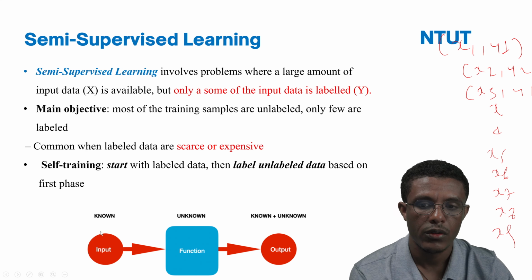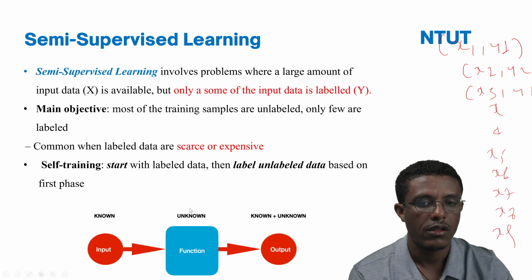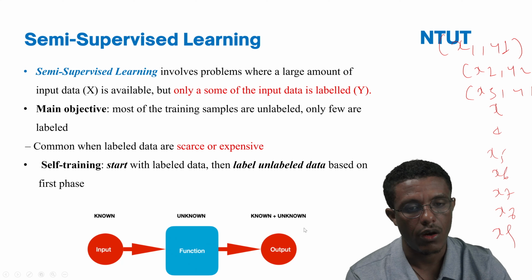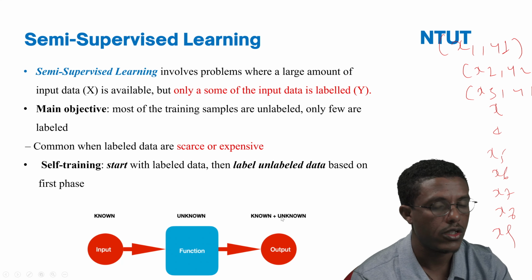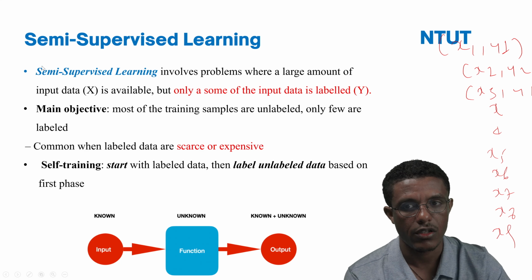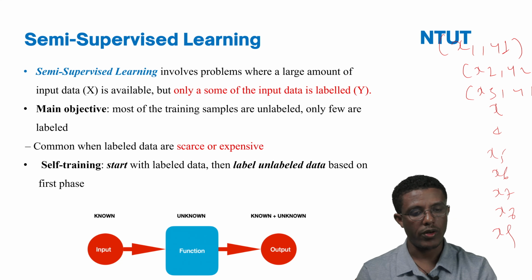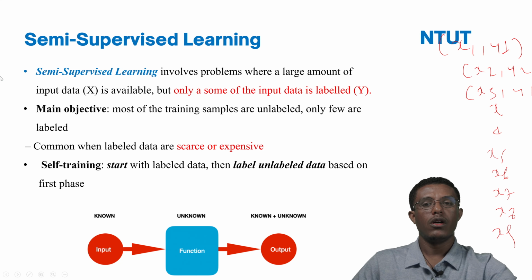That is the way. So in this case, for example, the input is known, but the output is partly known and partly unknown, because some of the data is labeled, but some of the data is unlabeled. That is why the output data is a combination of known and unknown data. That is called semi-supervised. Some is supervised and some is unsupervised. That is a combination of supervised and unsupervised learning.